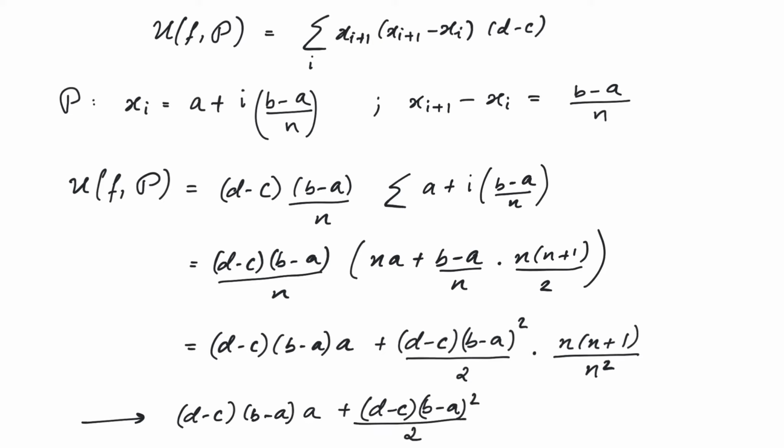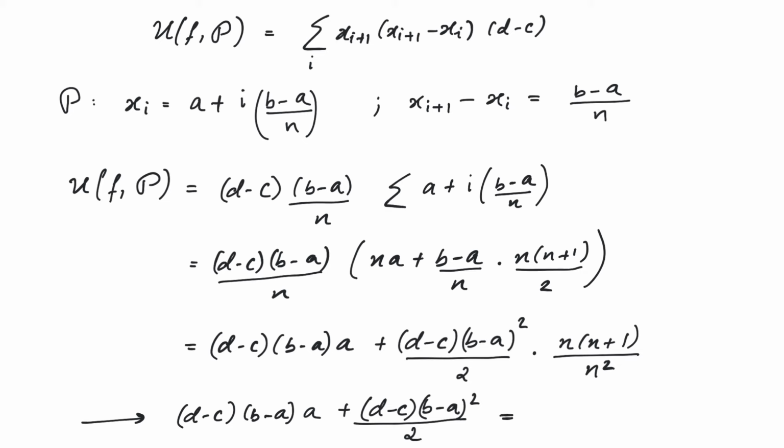Therefore, the upper integral is less than or equal to this quantity, but we still don't know the value of the upper integral. But using similar computation, you can also show that LFP for this partition will also converge to this quantity. Therefore, the lower integral has to be greater than or equal to this quantity. And this will imply that both the upper integral and the lower integral are equal to this quantity, and therefore the integral of this function is equal to this quantity. Thus, we can say that this is the value of the integral of this function.